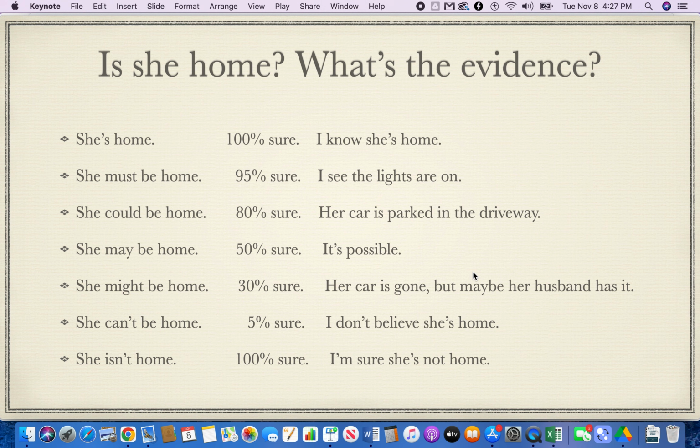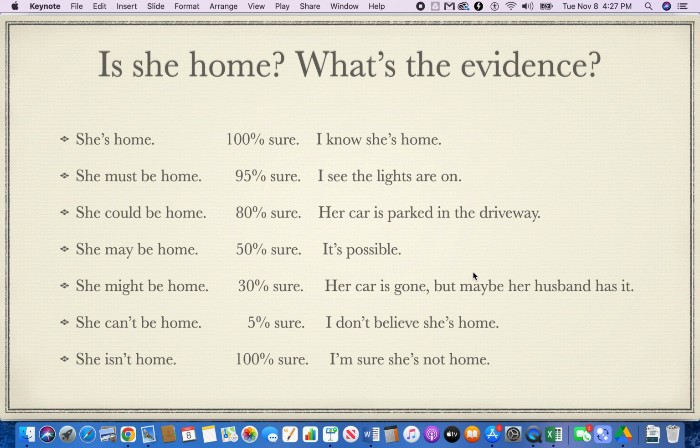She could be home. Not quite so sure. Her car is parked in the driveway, but she could have taken the bus. She may be home. Well, 50-50. 50% sure, it's possible. She might be home, a little bit less possible. Her car is gone, but maybe her husband has it.